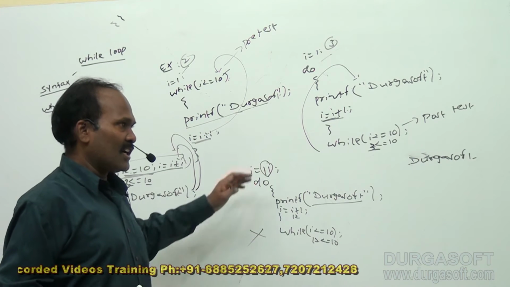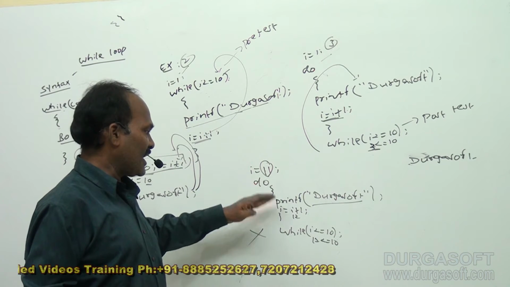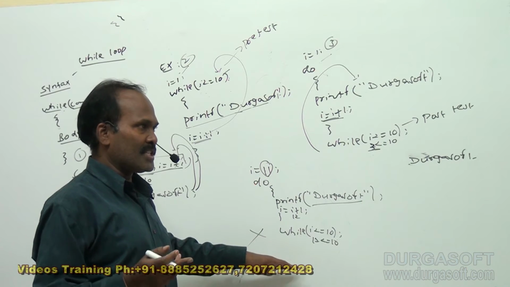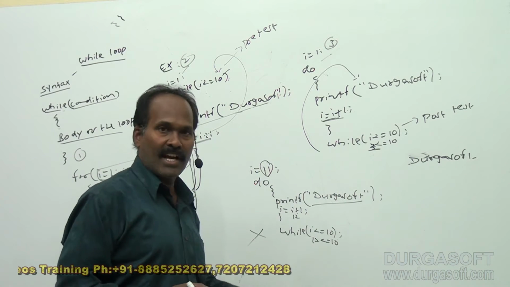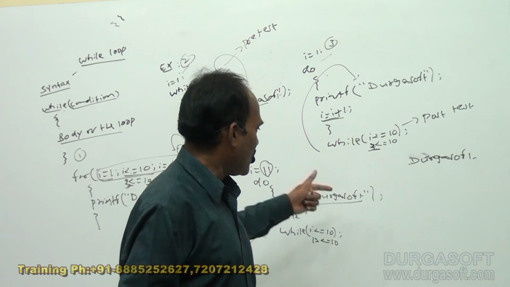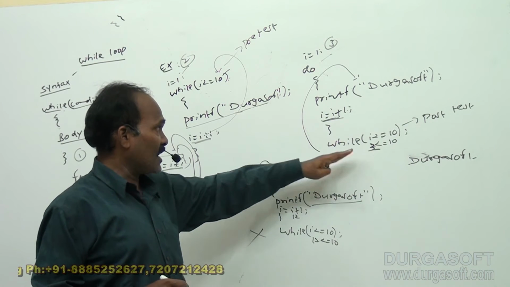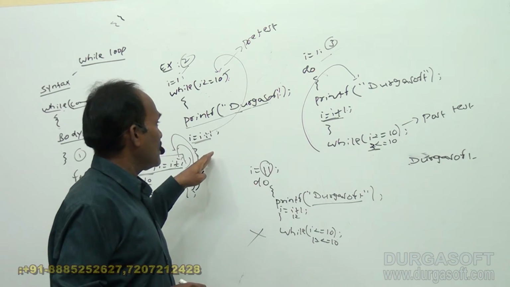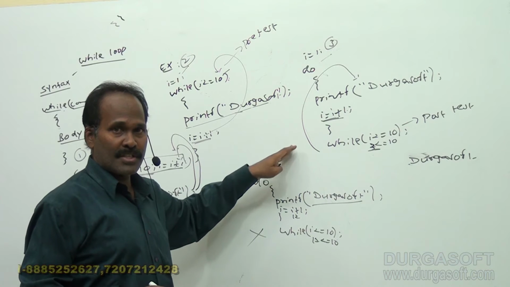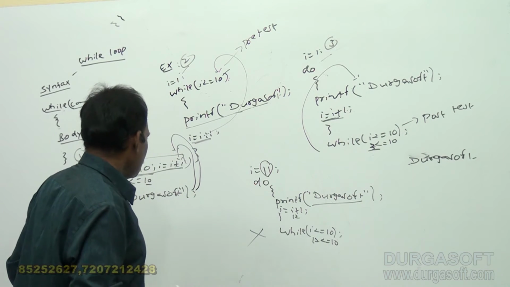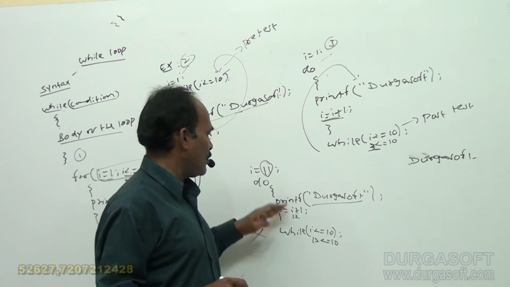Since the condition part is written at the end, no condition is checked here. Without checking any condition, the body of the loop is executed automatically. That is why this is called post-test and that is called pre-test. Pre-test and post-test.